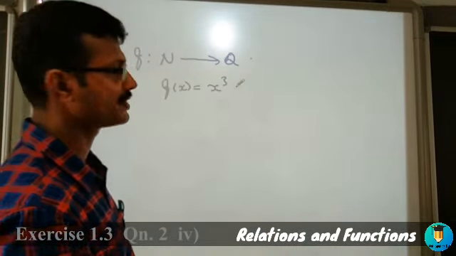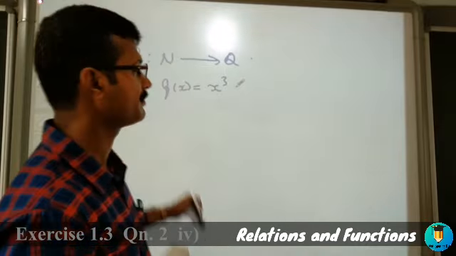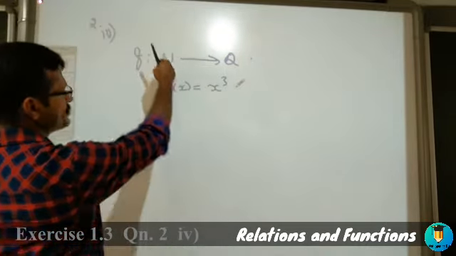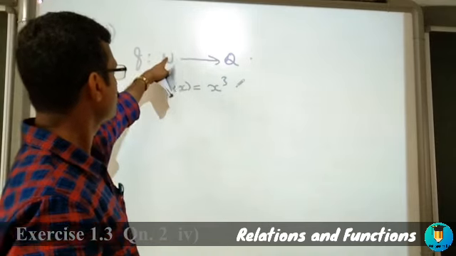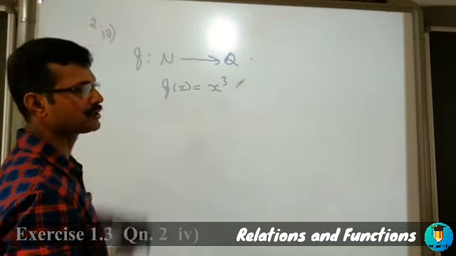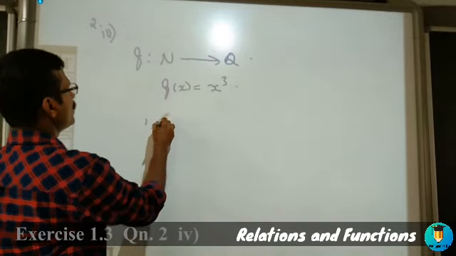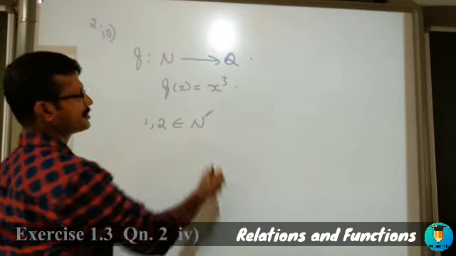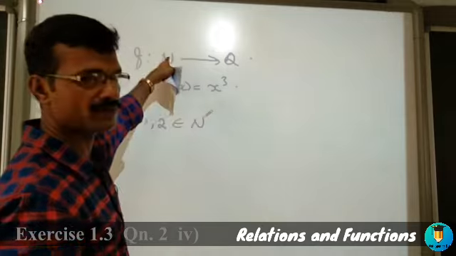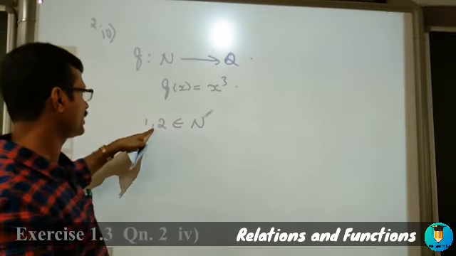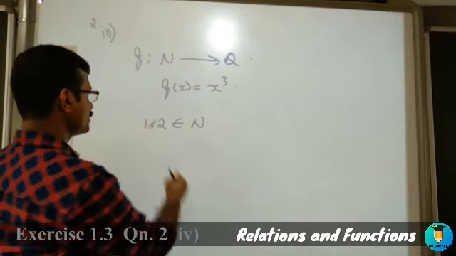Here also, checking means we have to try a few numbers and verify. So it is from natural numbers. I am taking two natural numbers, like 1 and 2, which belong to the natural numbers. That is its domain. From the domain I have taken two elements, 1 and 2.